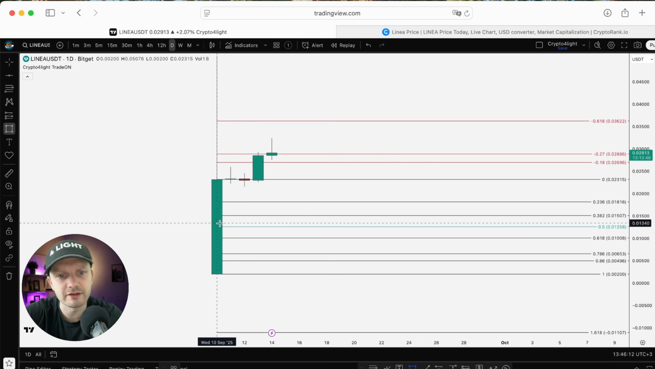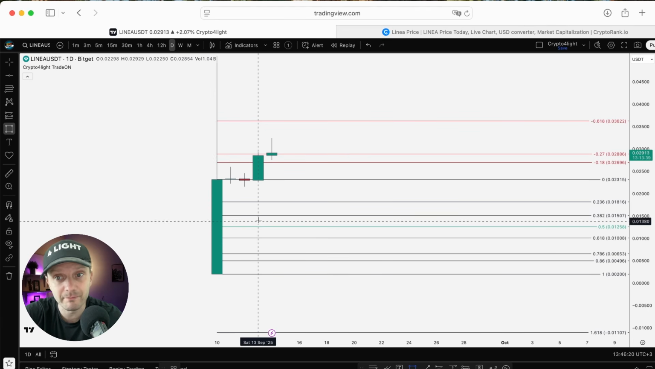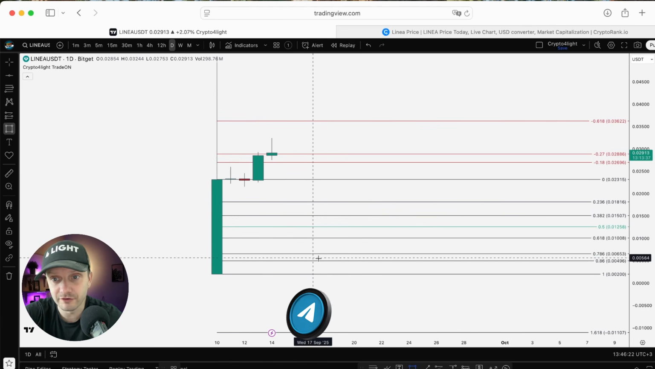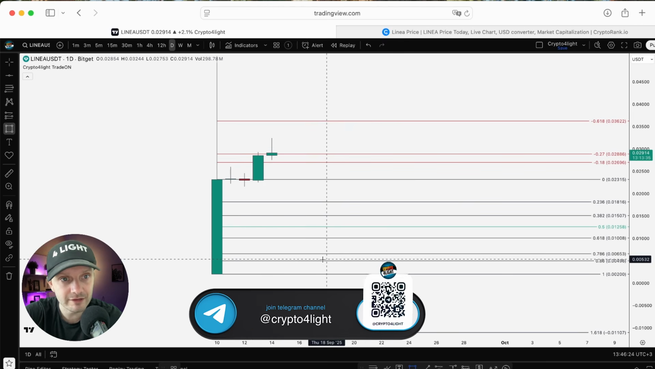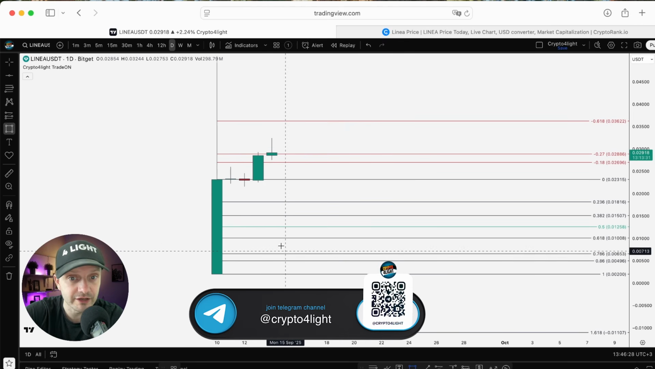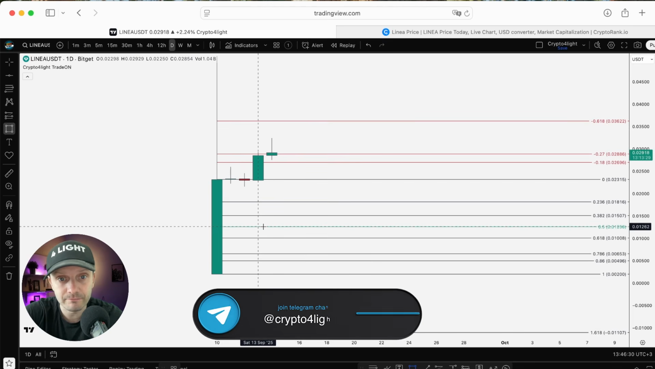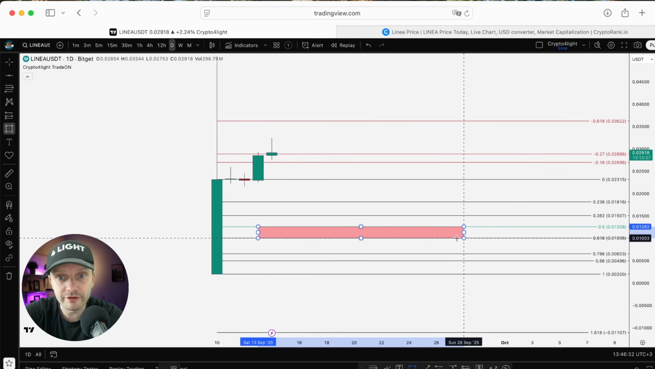I use the BitGet because it's the lowest listing price, 0.202 on Binance. On other exchanges, it's around 0.205. So it's kind of a big difference. And because here, this is a listing on Binance, it could be an invalidation of the idea, but on BitGet, it's going to be only the best zone to buy. So here's the first zone.